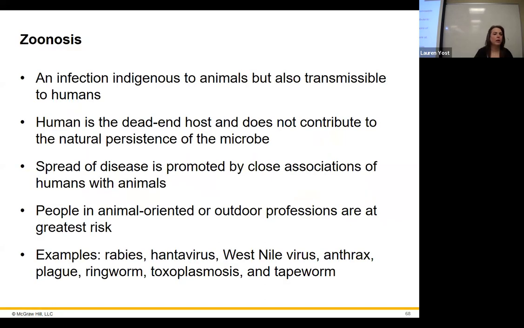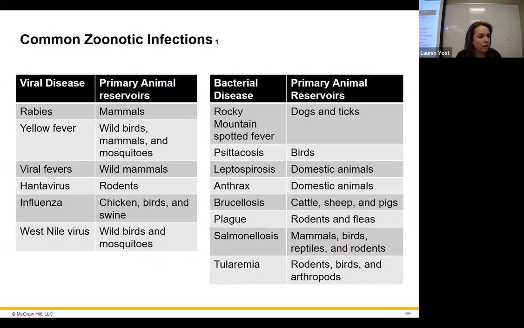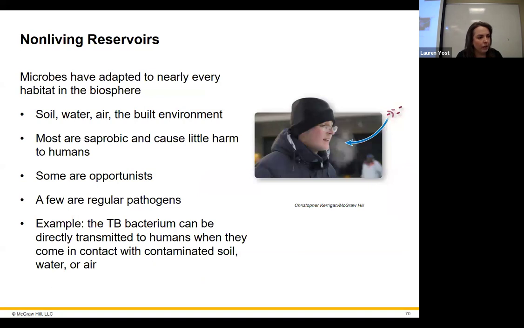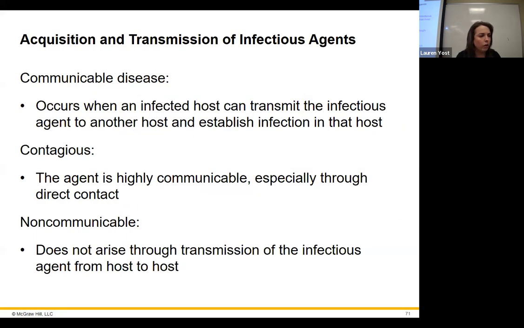They're spreading it mechanically. Zoonoses, we know this is going to be anything spread from animals to people, maintained in animals and spread to people, like rabies. I'm not going to go through all of these, but these are all zoonoses. Non-living reservoirs are things that exist in the environment, just in general, like the soil and the water and stuff.